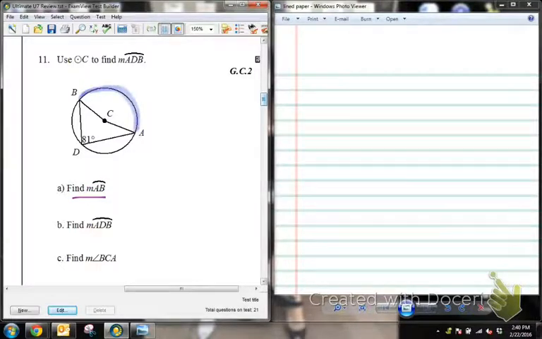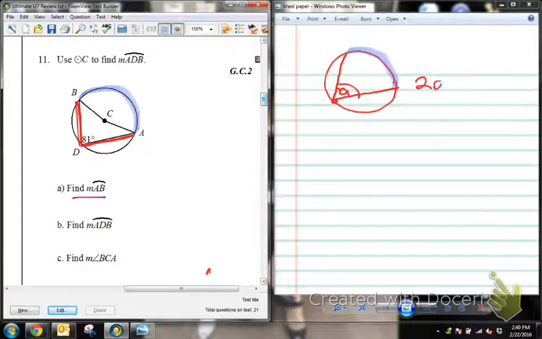Now one of the hardest things to see on these pictures is the fact that AB, that arc, is intercepted by this angle. And whenever you had a circle that had an inscribed angle where the vertex is on the circle like that, it would intercept this arc. Let's call it A. The pattern is you would take 2 times whatever that angle is to get the arc.